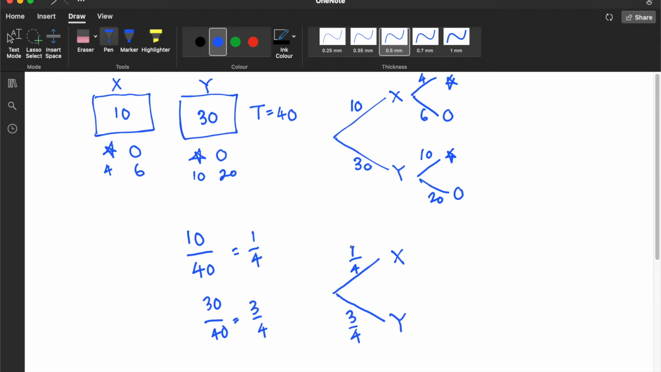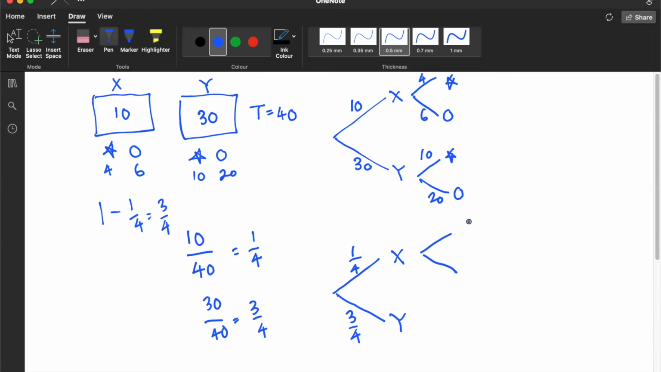Now, what do you notice about these two fractions? They actually add up to one whole, because one whole represents the total number 40. So another way of getting this value, instead of taking this fraction, is to do 1 minus 1 over 4, which gives 3 over 4. So there are two ways of doing it.